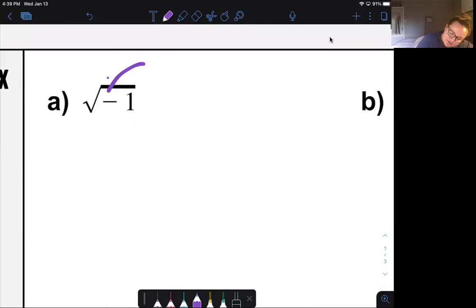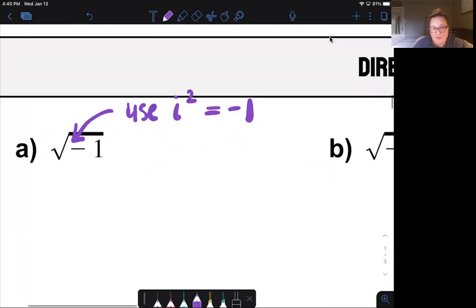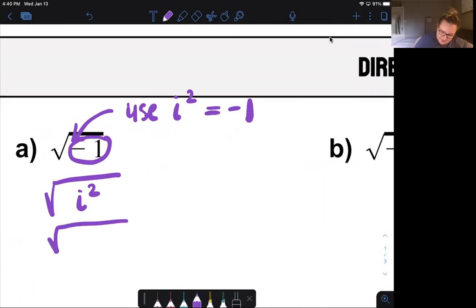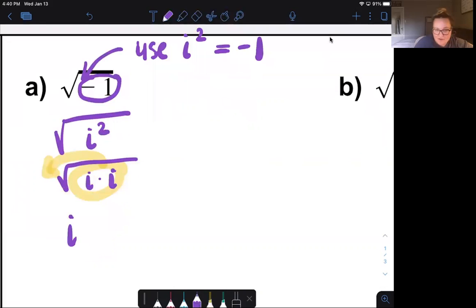Anytime you have a negative under the radical, you're going to want to use i squared. So think about this. If i squared is equal to -1, that means that I can replace -1 with i squared. Well, isn't i squared really just i times i? Hey, I've got a group of 2 under my radical. I can bring out the number that represents that group of 2, and I have i. And then there's nothing left under the radical, so we don't need it anymore. So I'm left with i.